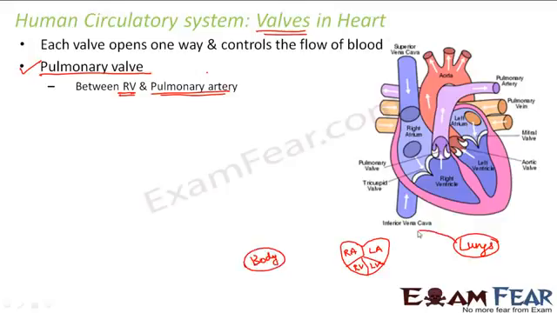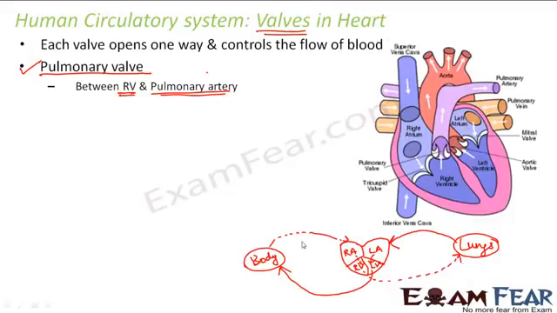So from the lungs, oxygenated blood comes to the left auricle. From there it goes to the left ventricle. From the left ventricle it goes to different parts of the body. From different body parts, the deoxygenated blood comes to the right auricle. From there it goes to the right ventricle, and from the right ventricle it goes back to the lungs.